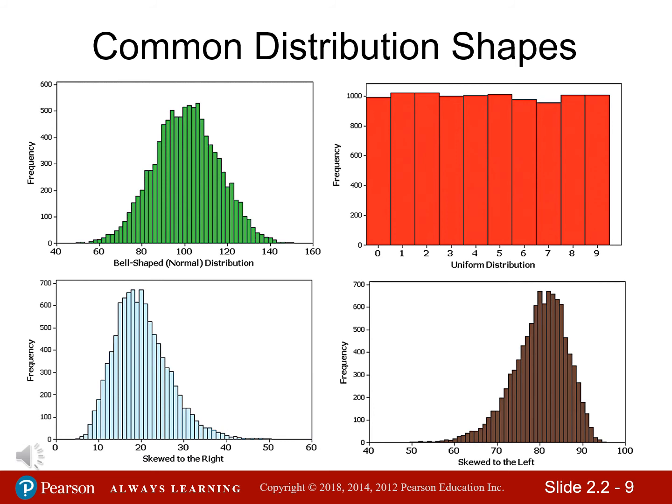Note, a distribution is skewed when the distribution is not symmetrical and one side of the distribution extends more to one side than the other.